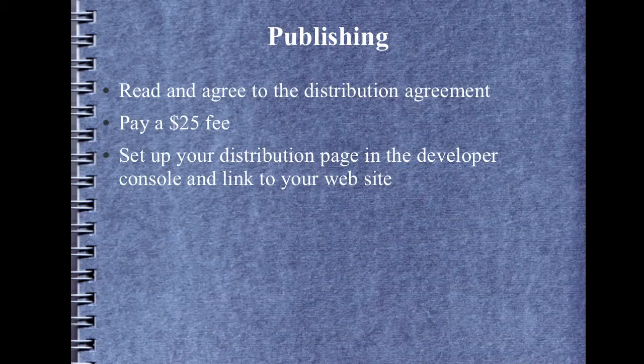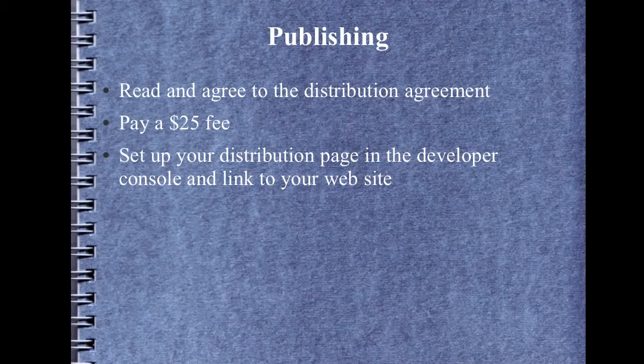So what happens when you get there? Well, it's a three-step process. The first thing you need to do is read and agree to Google's distribution agreement. The second thing will be to pay a $25 fee. Now, this $25 fee is per app, per developer. So you're going to develop an app, you're going to publish it. You need to pay $25 to publish your app on Google Play.